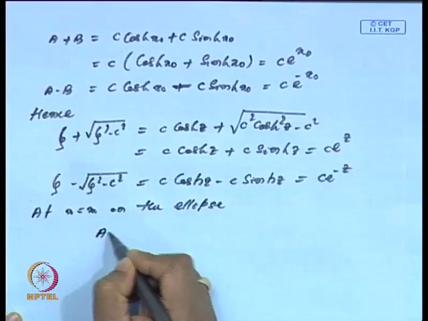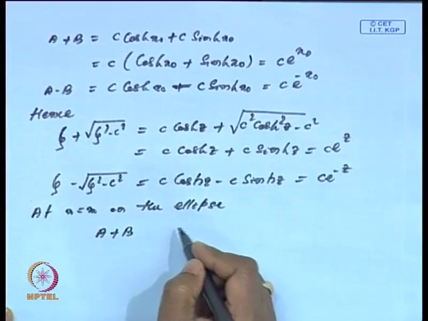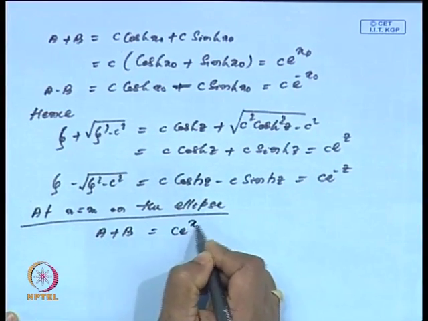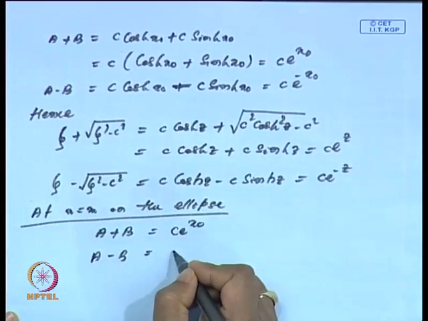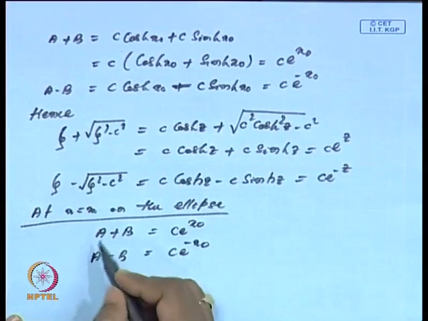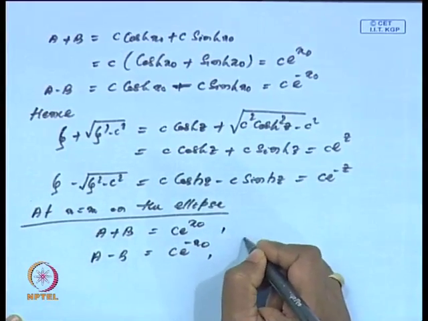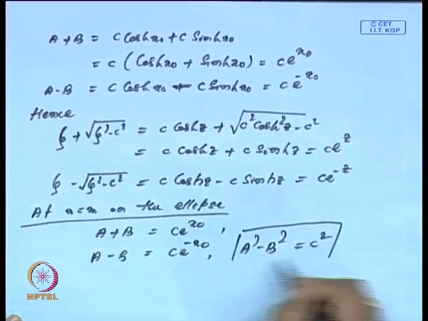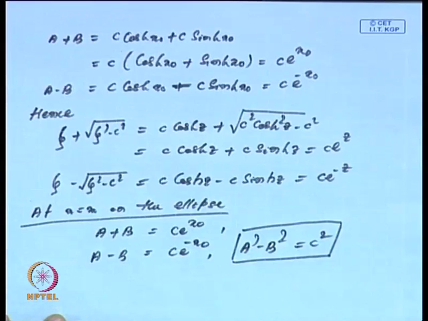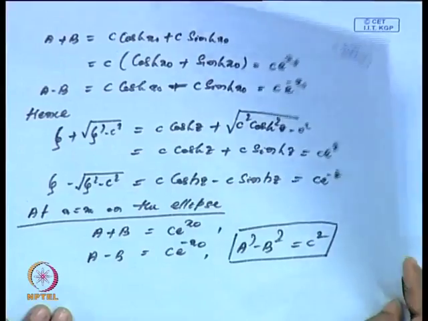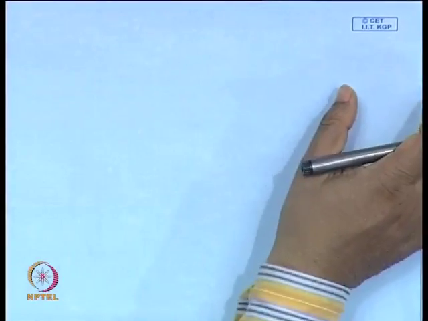what will happen to a plus b? We have already seen that a plus b is c e to the power x naught, and a minus b is equal to c e to the minus x naught, and we have also seen that a square minus b square is equal to c square. These relations will be very helpful for us further, basically when we talk about flow past an elliptic cylinder. With this understanding of the elliptic coordinate system, now we will go to flow past an elliptic cylinder.